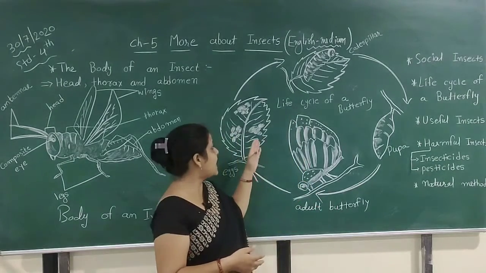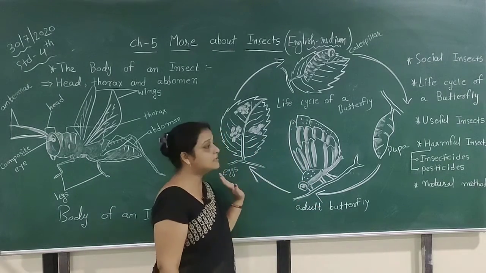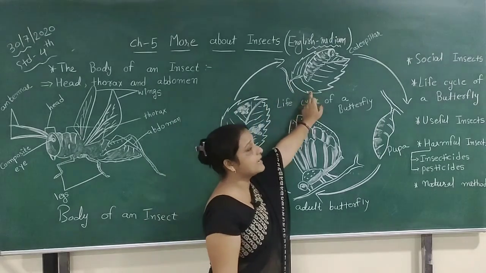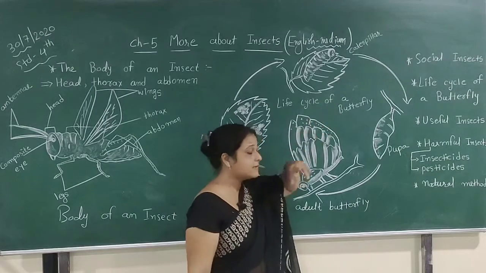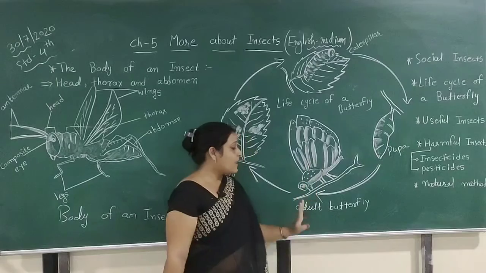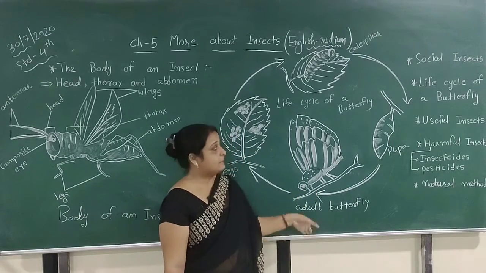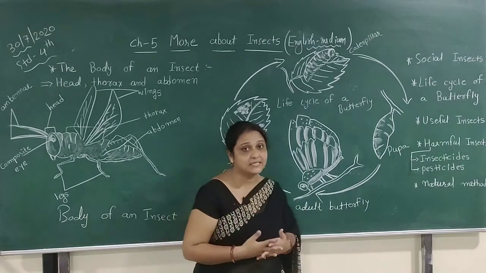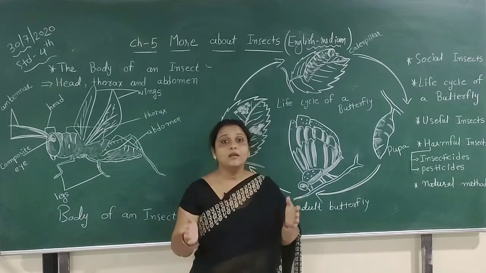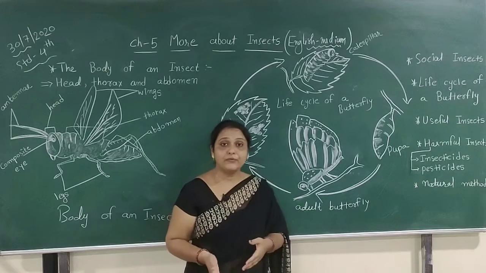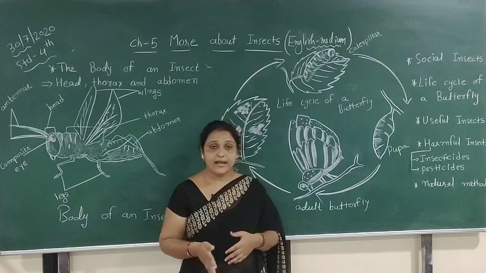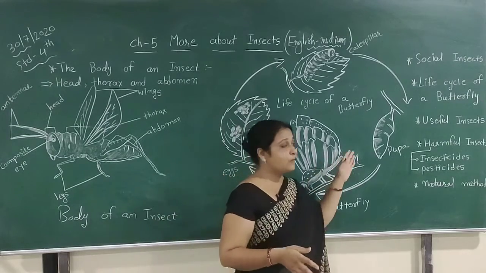Then after, the life cycle of a butterfly: first they lay their eggs on a leaf. Then after some time we can see the caterpillar. Then after some time we can see the pupa. And after some time the pupa will become the adult butterfly. And then social insects always like to stay in a group because they want to share their food and work, and they protect themselves from their enemies by staying in a group.